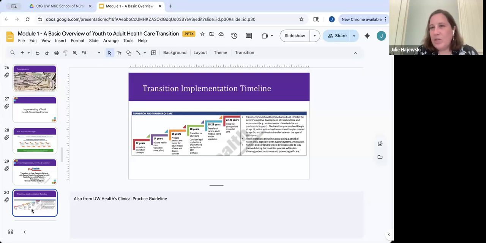Age 12 is when they suggest that we start introducing transition changes. If an individual is going through the public school system, they'll have a transition individualized education plan at age 14. So it really mirrors nicely with that process in the healthcare system.